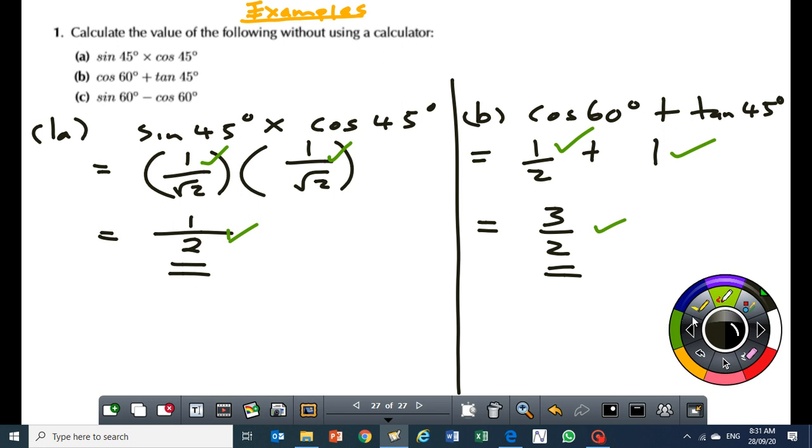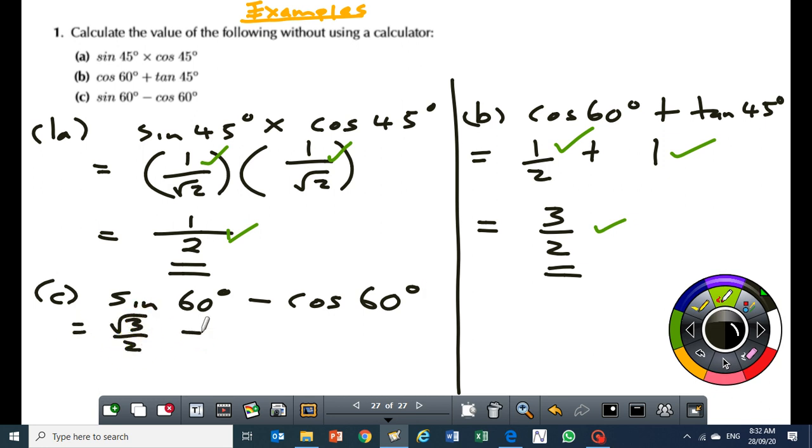Okay? Then we can do C. Now C, we have sine 60 degrees minus cos 60 degrees. Sine 60 is square root of 3 over 2. So this is going to be square root of 3 over 2 minus cos 60, that's a half. Okay? Now, you're not supposed to use a calculator. So no decimals as answers here.